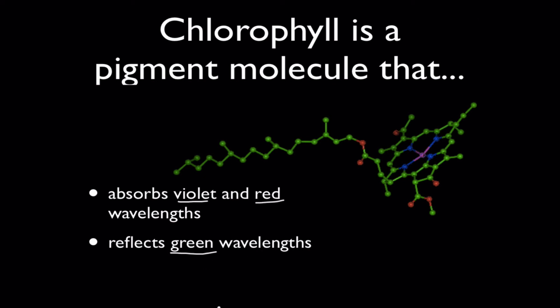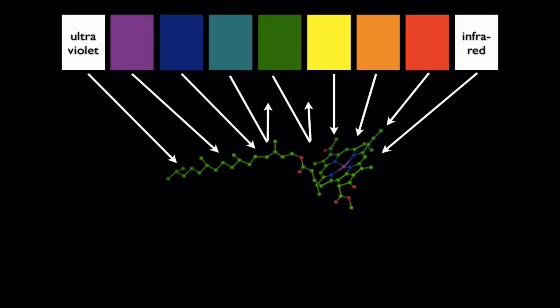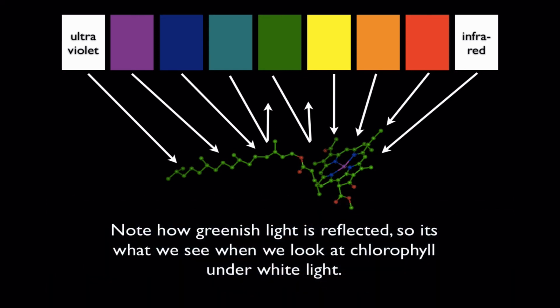So this is why when you shine light on things containing chlorophyll, they appear green, because green is the wavelength of light that is preferentially reflected. It's the light that comes out of the chlorophyll molecule and that your eye can then see. Let me show you what I'm talking about here. If you shine all these different colors of light, which would be white light, onto a chlorophyll molecule, notice that the greenish light is the light that's reflected.